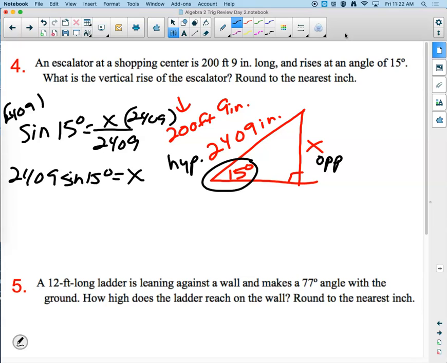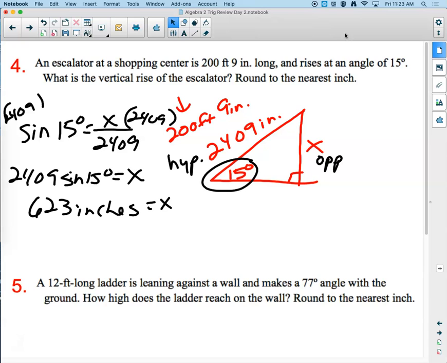All right, calculator. Put my glasses on here so I'll get that in there, right? 2,409 sine of 15. And it said round to the nearest inch, so we're going to go with 623 inches. So draw a picture. Geometry, it's so important to draw those pictures.